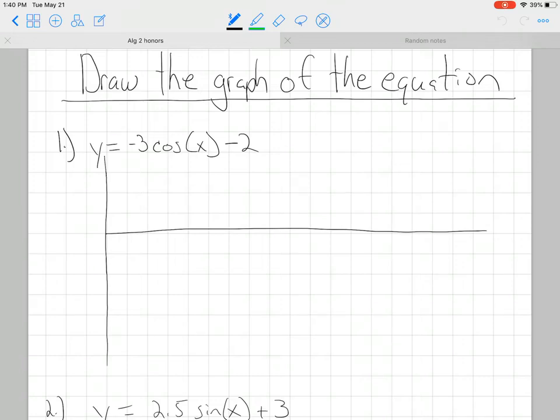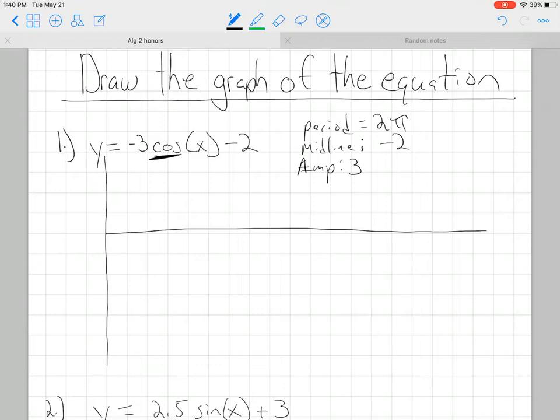I'm going to label this. I know that this has a period of 2 pi. I know that this has a midline of -2. I know it has an amplitude of 3. So I know it's cosine, so it's going to be off the pole.